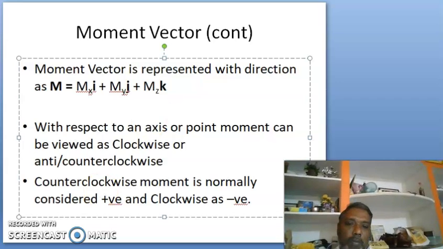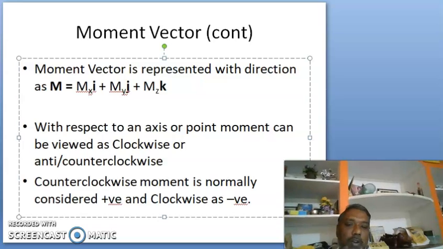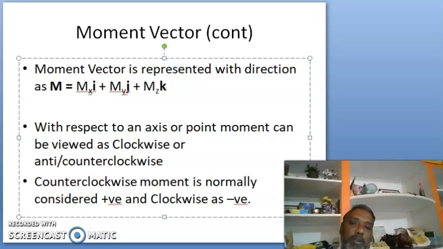With respect to an axis or a point, moment can be viewed as clockwise or anti-clockwise, or counterclockwise, as we say. Counterclockwise moment is normally considered positive and the clockwise moment is taken as negative. This is a sign convention followed conveniently and mostly throughout the world, but this may not be the single way to see it. It is as per our convenience. We can change the sign convention also, but it is better to use the universal international sign convention.